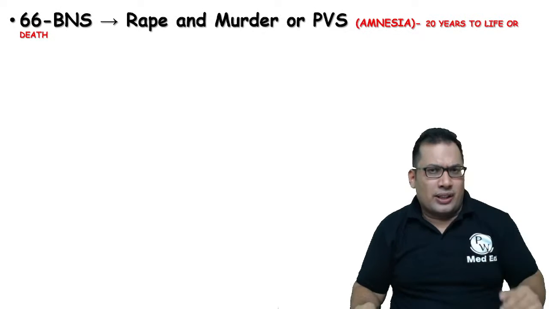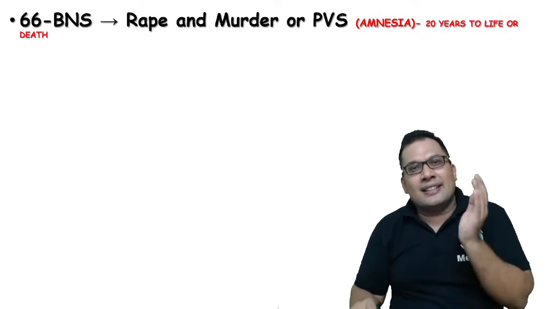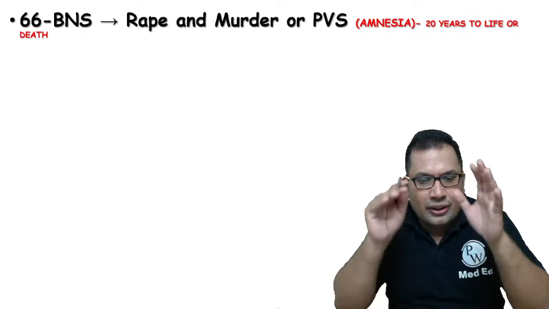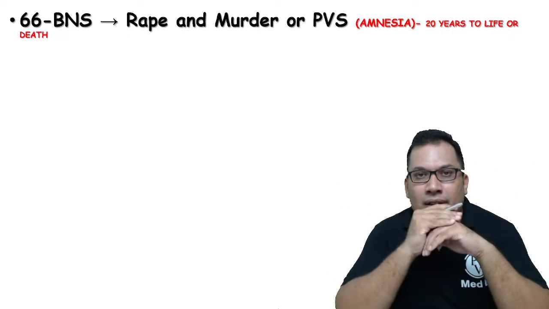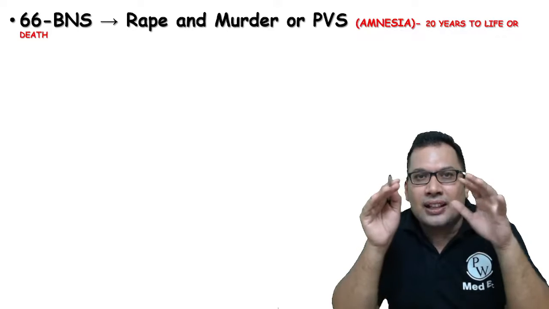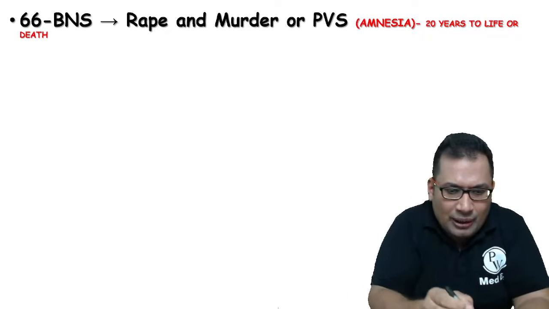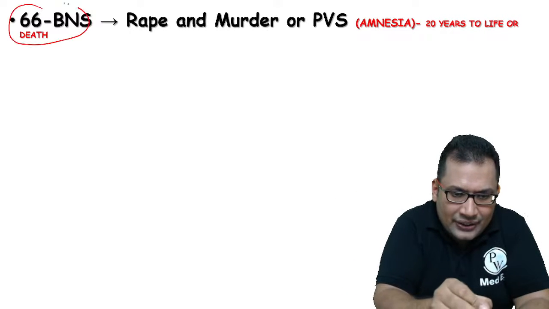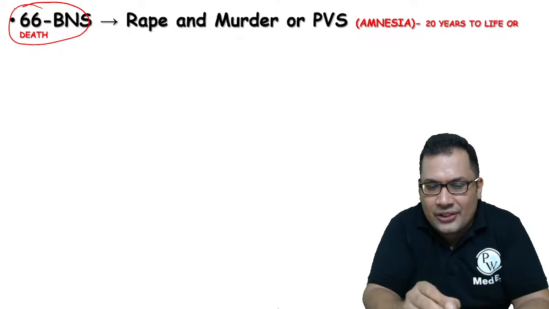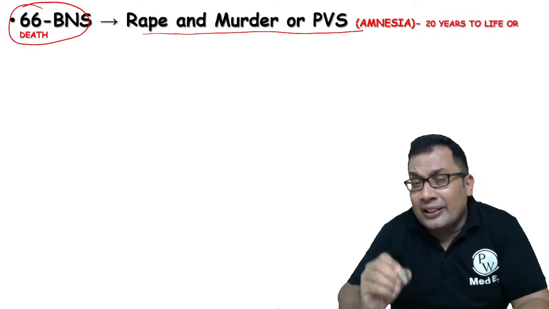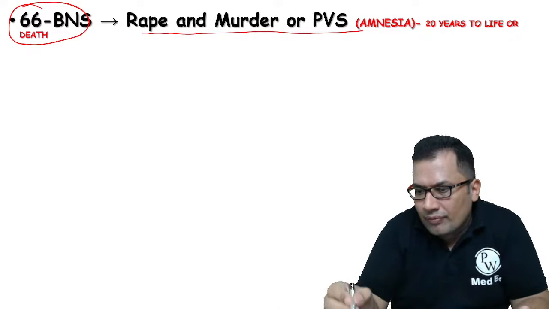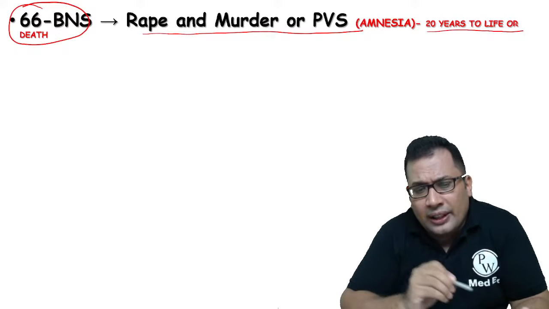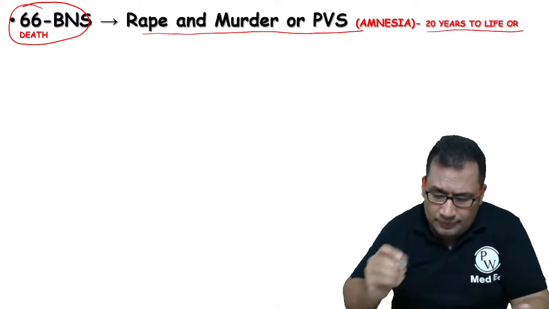Next, some more important changes. 66 BNS. We used to study 376A, A for amnesia, that is rape and murder. Now it comes under 66 BNS. What is 66 BNS? Rape and murder leading to a persistent vegetative state. Again, the punishment is 20 years to life or death sentence.